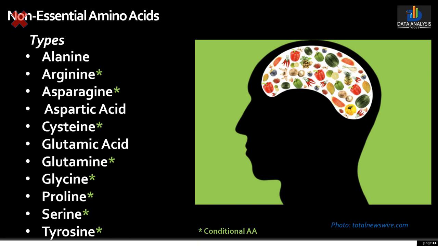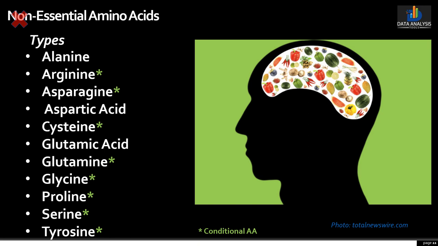However, unlike essential amino acids, a healthy body can create these if enough protein sources with essential amino acids are ingested. There are 11 non-essential amino acids, which are alanine, arginine, asparagine, aspartic acid, cysteine, glutamic acid, glutamine, glycine, proline, serine, and tyrosine.